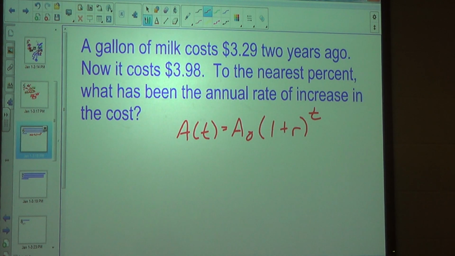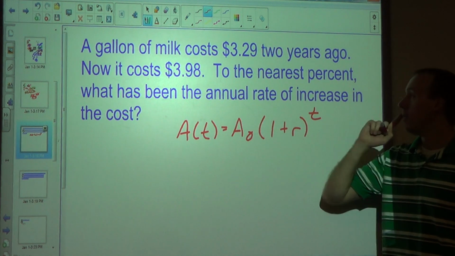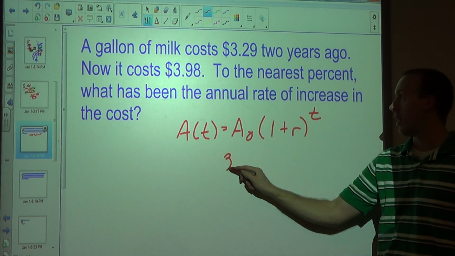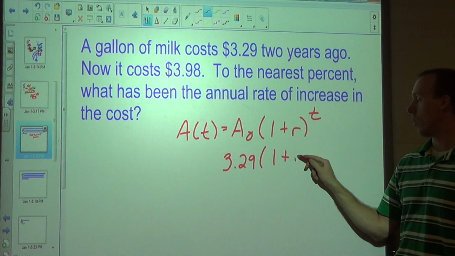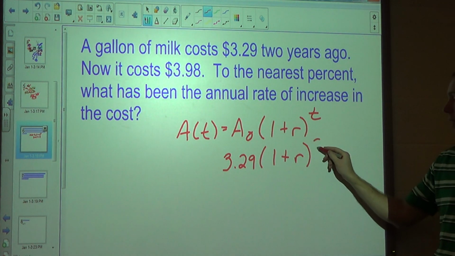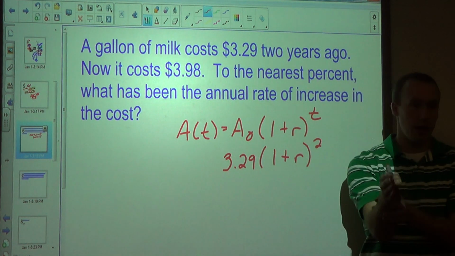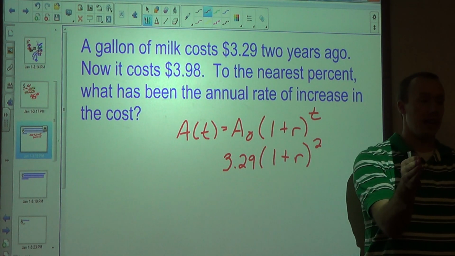Okay. So up here, what would be my initial amount or my starting amount? 3.29. Okay, so depending on where you want to think about it, you could do that. If you did $3.29, that would be 2 years ago, right? So it started at $3.29. 1 plus, we don't know the rate, 2 up here, right? You gotta think about if you're on a timeline, if you started at $3.29, you're going in the future 2 years, so that's why it's positive.